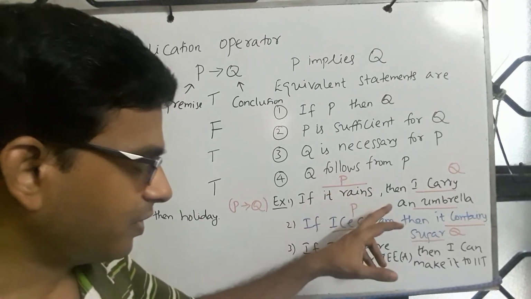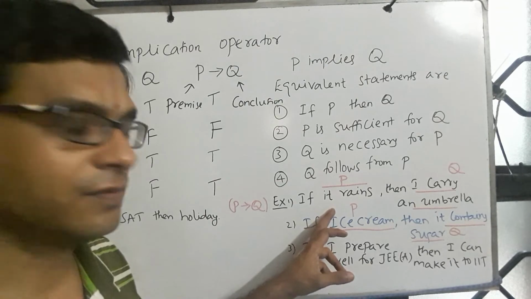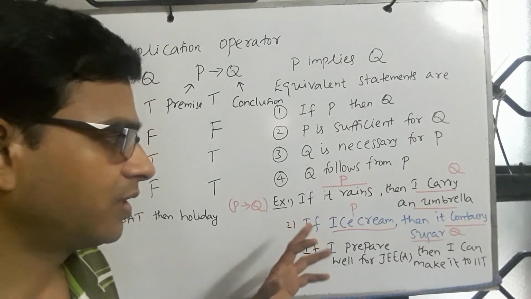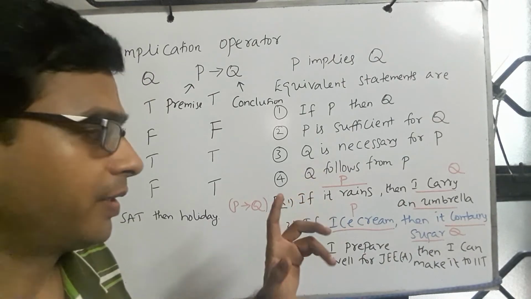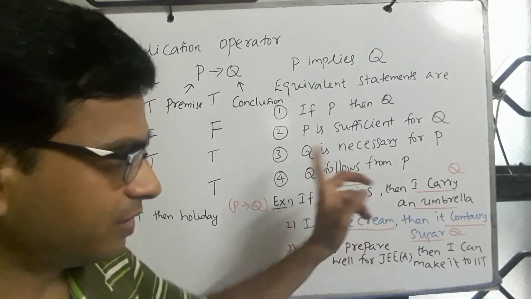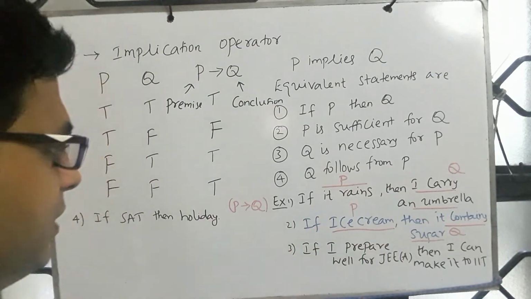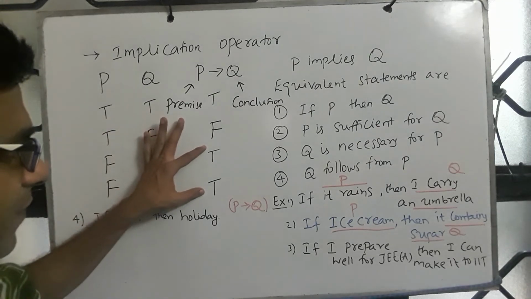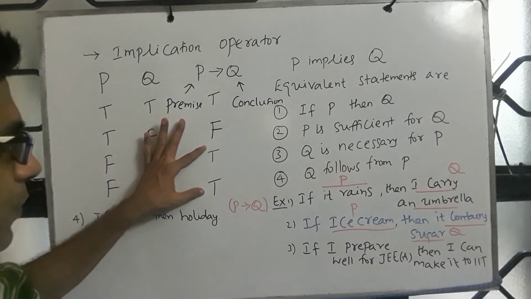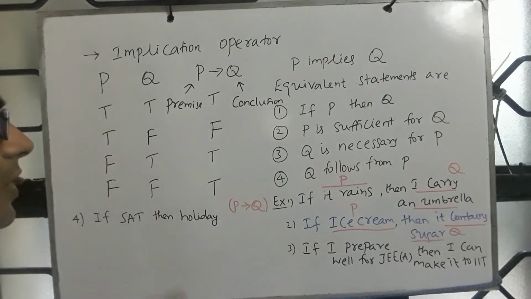This statement will not be taken into consideration when the premise is false. For example, it's not raining outside, I may still carry an umbrella or I may not carry an umbrella. But the statement, if it rains then I carry an umbrella, is still true. Which is why when the premise is false, the logical value associated with P imply Q is always true, independent of the conclusion.